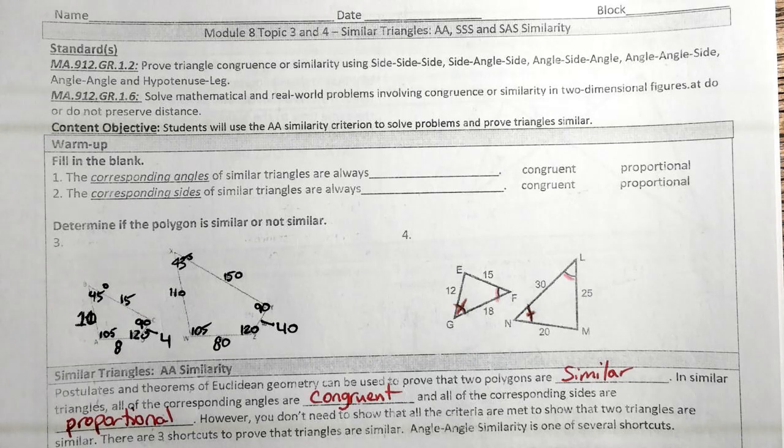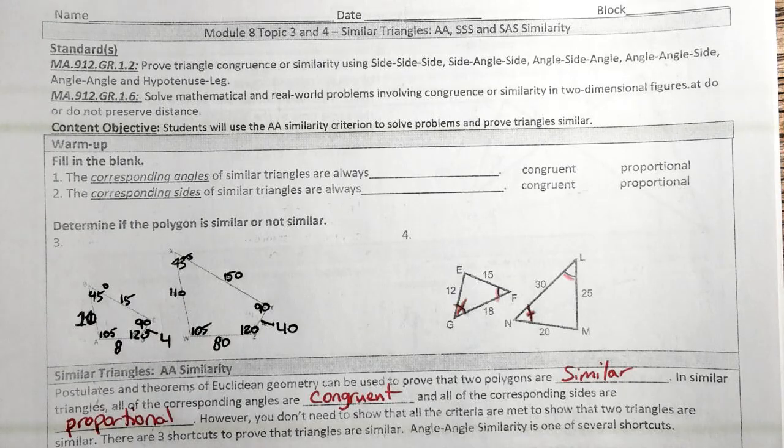Welcome back, students. In this video, we're going to cover Module 8, Topics 3 and 4. Similar triangles. This is going to be AA, SSS, and SAS Similarity. So angle-angle, side-side-side, and side-angle-side similarity. This is page 9 of the Module 8 packet.